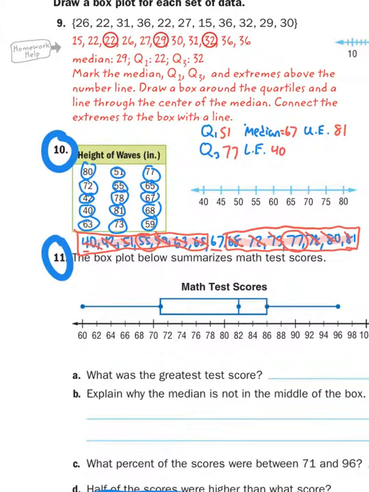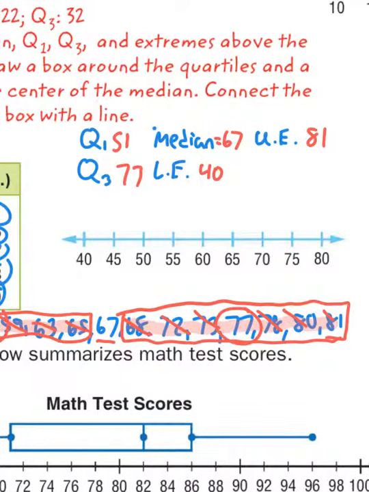So now, what I have to do is I have to make my box plot. So I'm going to put dots at each of those numbers. I notice the numbers count by 5. So the lower extreme is 40. I'm going to put a dot above the 40. Q1 is 51, so that's going to be right about there. The median is 67, so that's going to be right about there. Q3 is 77, so that should be right about there. And the upper extreme is 81, so that's right about there. So I have my 5 dots. I'm going to draw my whiskers. And then I'm going to draw my box.